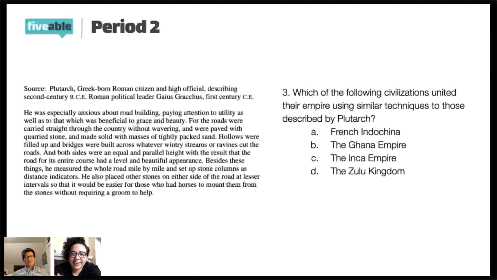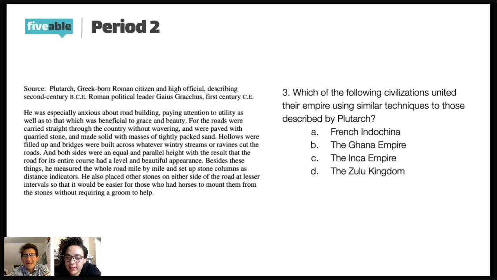All right. Question 3. Which of the following civilizations united their empire using similar techniques to those described by Plutarch? This is pretty straightforward. In other words, who else had roads? Exactly. Who else used roads? All right, guys, put it in the chat. I'm pretty sure we've covered this in a Fiveable review, so hopefully y'all were there. And people are nailing this one too.